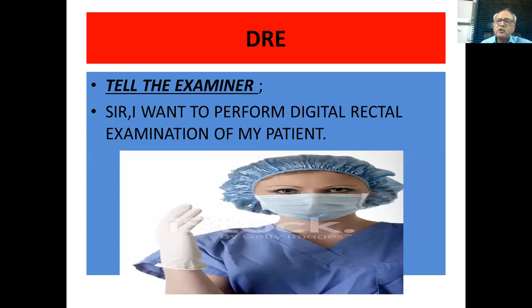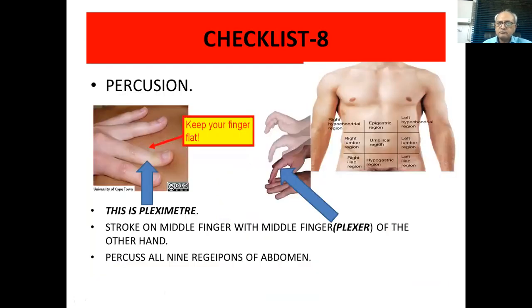After palpation of the bilateral inguinal rings, you will ask the examiner, sir, I want to perform digital rectal examination of my patient. Remember, most of the time, your examiner used to say, doctor, it is all right, it is done. So after the rectal examination, the segment of palpation is over, and now you will go for the percussion of your abdomen. While you perform the percussion, some important steps you must remember.